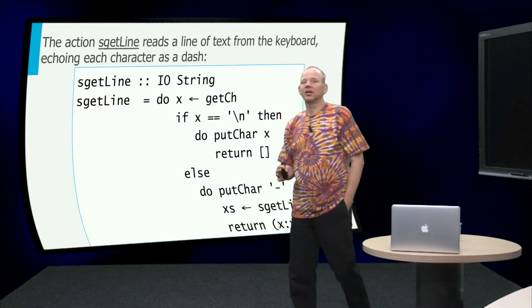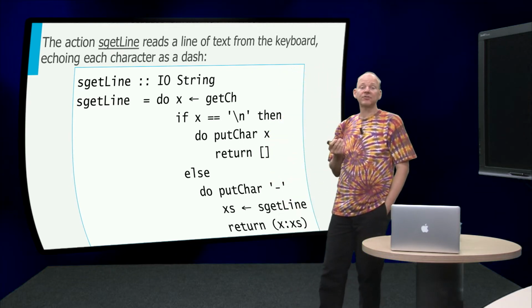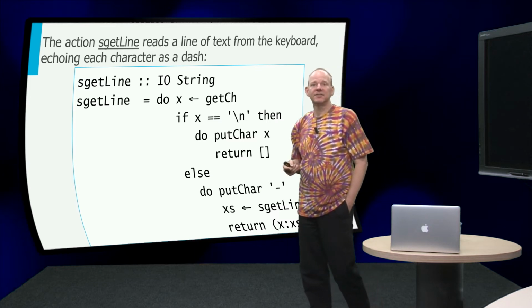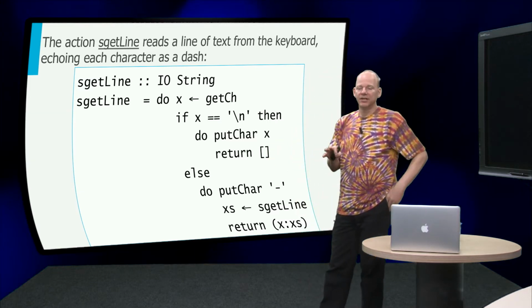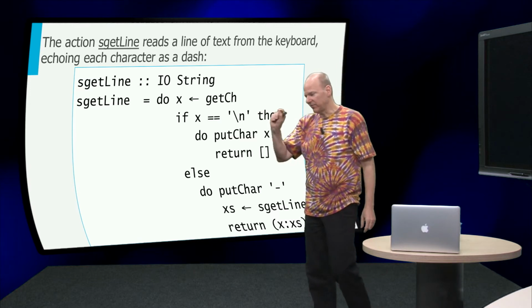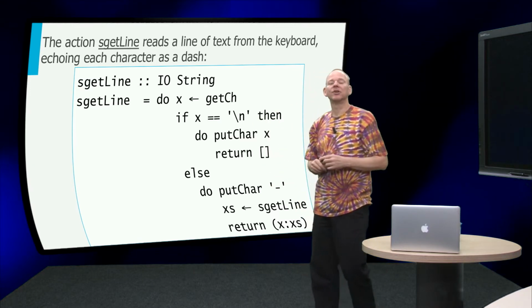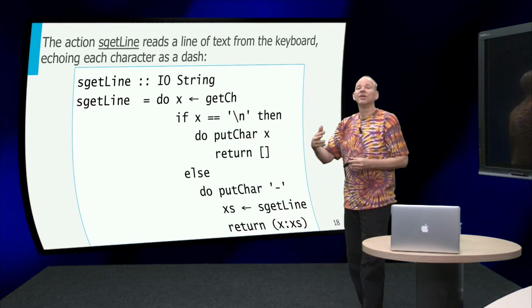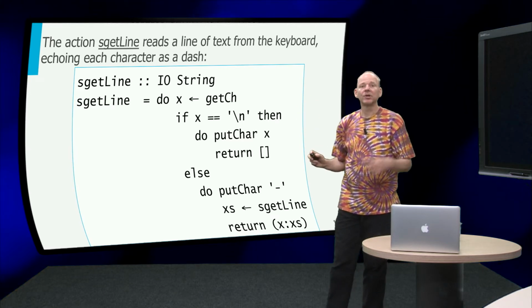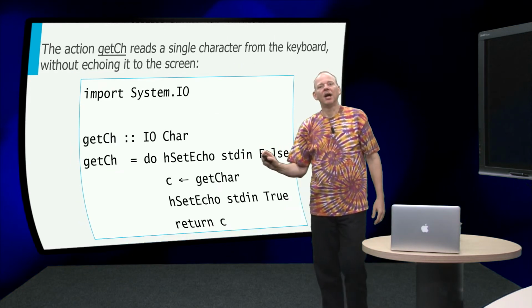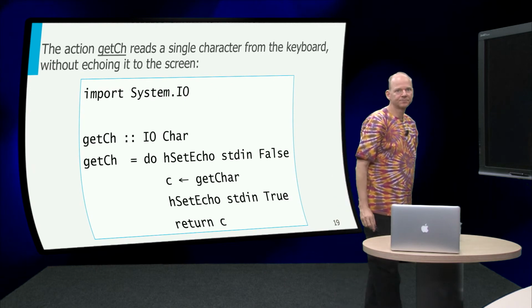All right? So you can type this code in and try it out in GHCi, and what you will see is that as you type a word, it will show the dashes, and it will return the word that you typed in without revealing what the word was, because it only shows you how many characters there are.